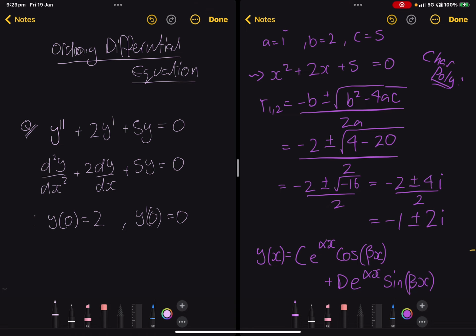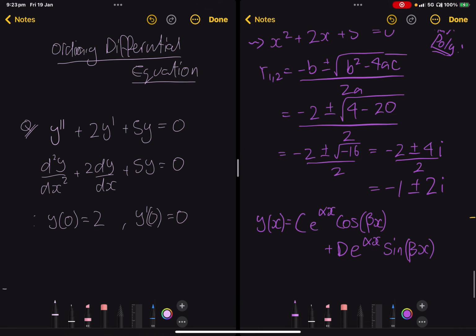So this is our specific form, and we're going to get the alpha and the beta from the complex conjugate pairs. So in this equation we had minus 1 plus minus 2i. Well, the real number we're going to be calling alpha, and then the coefficient of the complex number we're going to be calling beta. So in this case alpha is minus 1 and beta is 2.